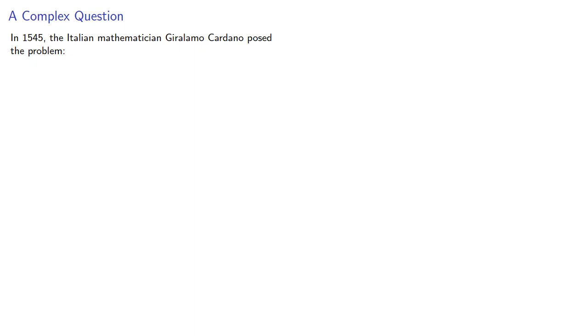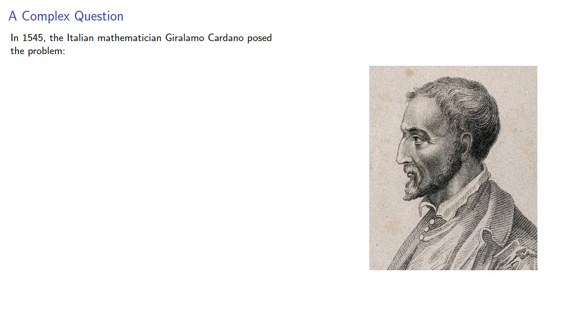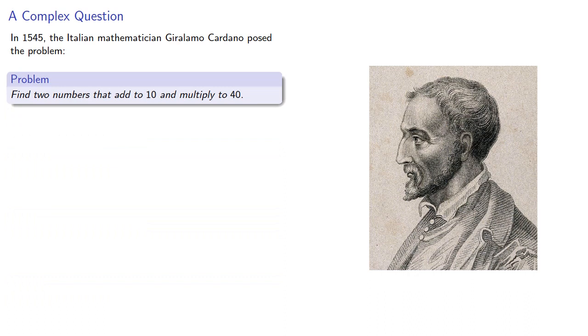In 1545, the Italian mathematician Girolamo Cardano posed the problem: find two numbers that add to 10 and multiply to 40. Cardano found the answer 5 plus the square root of negative 15 and 5 minus the square root of negative 15. But what is the square root of negative 15?